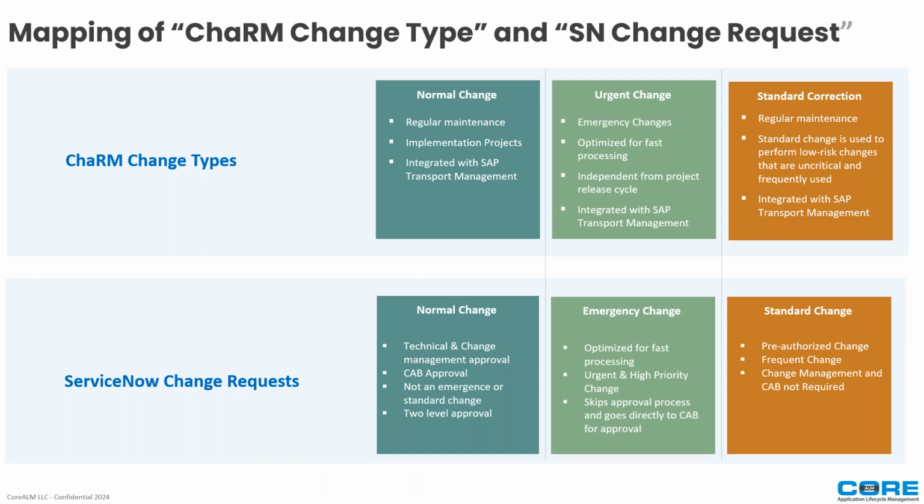As you're probably familiar, in ServiceNow we have different change types, as well as in Charm: things like normal change, emergency change, and standard change. By design, they are different because they serve different purposes. Therefore, their workflows are different, and all the steps in between differ from one another.